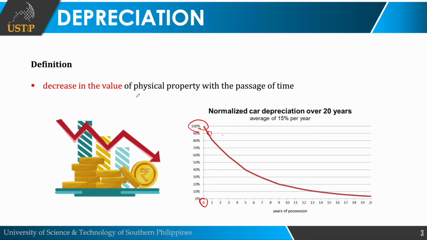So what is depreciation? I'm sure you've heard of this term, no? When you say depreciation, it means the decrease in the value of the physical property with the passage of time. So I think almost everything that we own, class, depreciates or decreases in value. For example, when we buy a car, or maybe a device, a cell phone, iPad, almost everything that we buy depreciates. The opposite is to appreciate, meaning it increases in value. Some things that appreciate over time are house and lot, di ba, property, yuta.